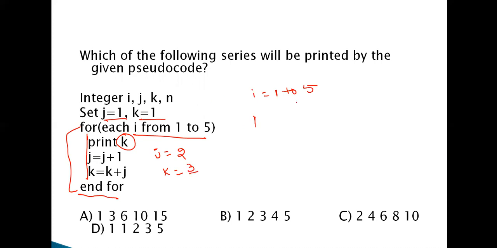So in the next iteration, that is I is equal to 2, K value is equal to 3. J value becomes 3. K value is equal to 3 plus 3, 6. So which one printed? 1, 3, 6. Observe, this is the answer. A simple example. I am explaining this example only for the explanation of for loop pseudocode. All these 3 statements belong to the for loop until we write end for.